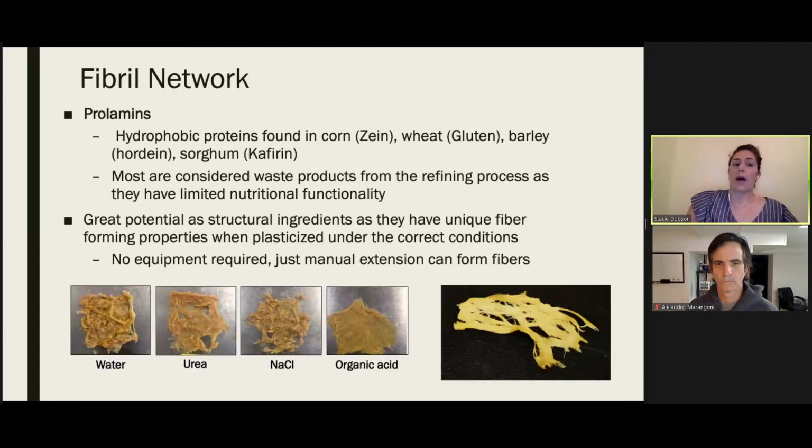So prolamin proteins are hydrophobic proteins. They're found in corn, which is zein, wheat, gluten, barley, hordein, and sorghum, kafirin. And a lot of these hydrophobic proteins are considered waste products in the refining process, as they have limited nutritional functionality because they are so hydrophobic, and also they don't have a complete amino acid score.